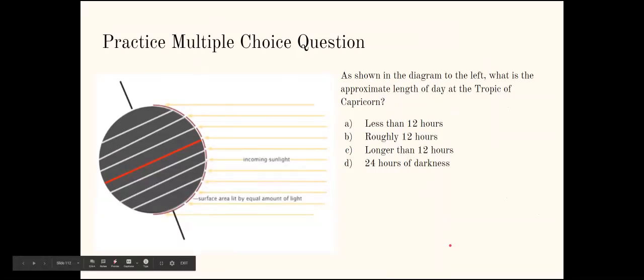Now, on that note, as shown in the diagram to the left, what is the approximate length of day at the Tropic of Capricorn? The Tropic of Capricorn would be down over here. How much daylight would they be getting? Hopefully, since you know that this is most likely summertime for them, they're going to get more than 12 hours of sunlight.